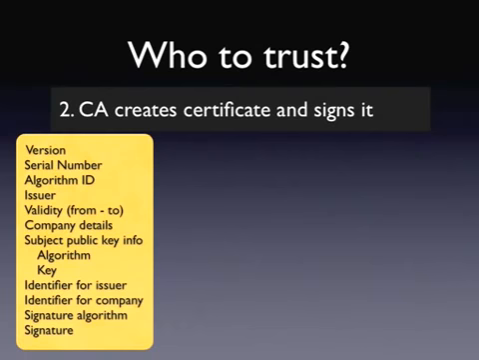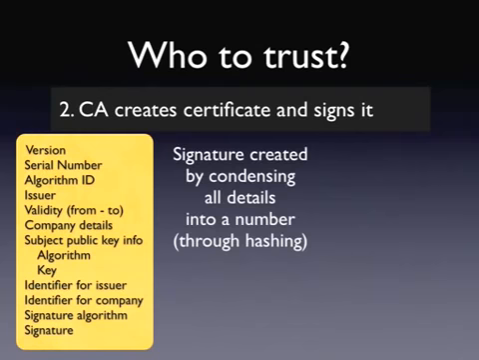Now the next step is the certification authority creates the certificate and signs it. So here we've got a certificate, and this is the information you typically find. You've got the version, the serial number of the certificate, the algorithm ID, the issuer, when the certificate is valid, so 2 dates, the details of the company called the subject that's applying for the certificate, the public key information that includes the algorithm and the actual key, issuer and company identifications possibly, and then a signature algorithm and a signature.